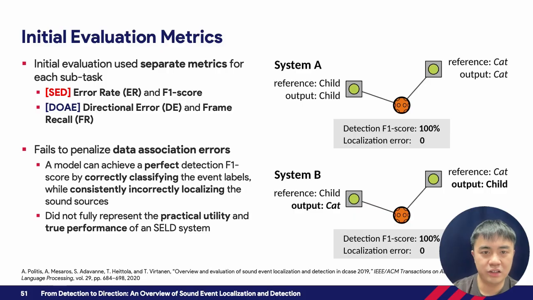So the diagram on the right illustrates this problem perfectly. System A correctly detects a child on the left and a cat on the right, and it also localizes them correctly. It gets a perfect score. Now take a look at System B. It also correctly detects child and cat, and it also correctly finds the 2 locations. However, it swaps them, claiming the child is on the right and the cat is on the left. Now, under the old decoupled metrics, System B will also get a perfect score, even though its understanding of the scene is fundamentally wrong. So this clearly showed that we need a joint evaluation metric.